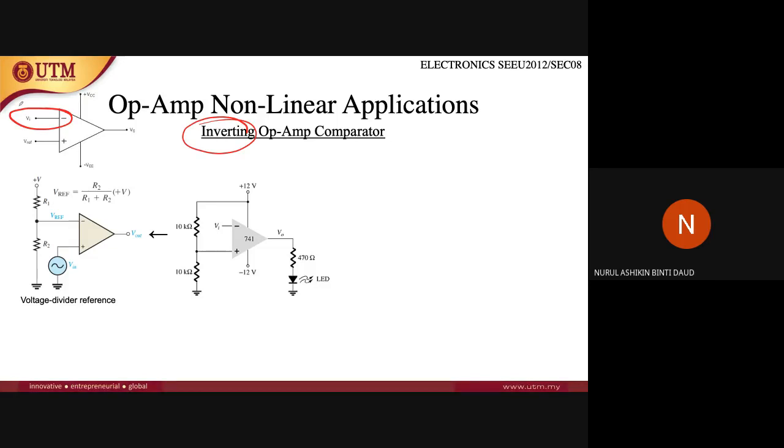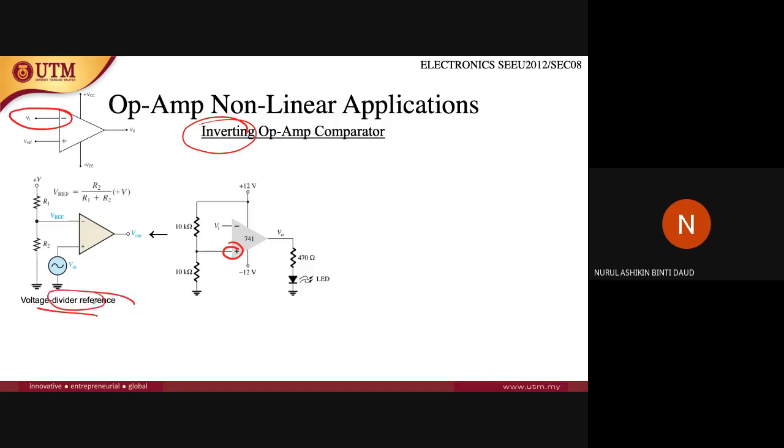All right, at the negative terminal or at the inverting terminal. Okay, so these are the configuration of the comparator, where the fixed value of voltage is at the positive terminal, which is the non-inverting. And if you look here, the configuration looks like a voltage divider reference.